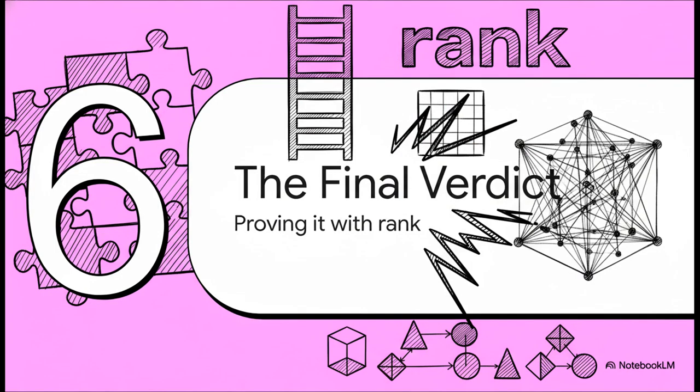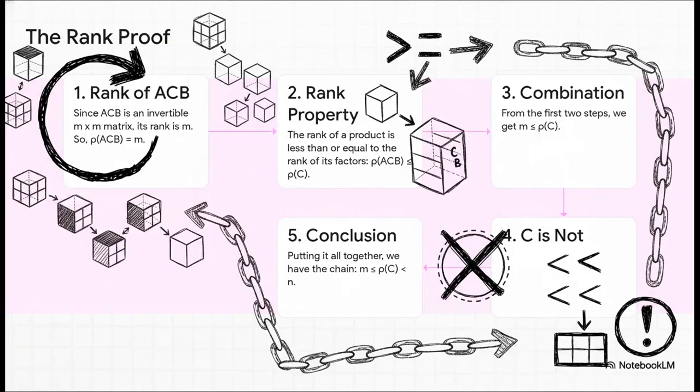To solve this second claim, we're going to need a more powerful tool than just hunting for a counterexample. We need something that tells us about the deep, fundamental properties of a matrix. And that tool is called matrix rank. You can think of a matrix's rank as a measure of its information content, or how many independent directions it really captures. Okay, let's walk through this proof step by step.